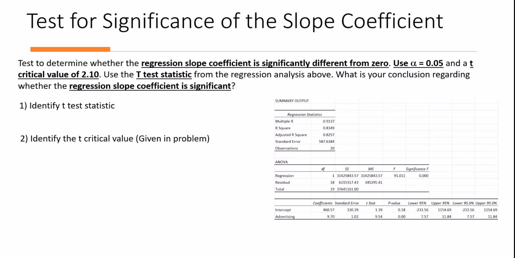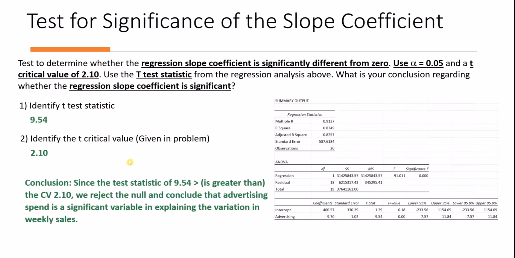For here, we only need to identify the t-test statistic in our regression output. You don't need to calculate this. We know that this is our t-test stat of 9.54. The t critical value given to us in the problem is 2.10. So based on the critical value approach, since 9.54 is greater than 2.10, we do reject the null, and we conclude that the advertising spend is a significant variable in explaining the variation in weekly sales.